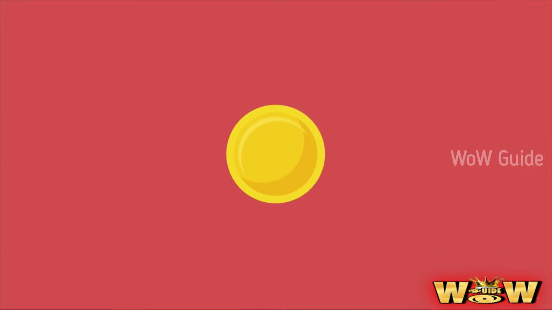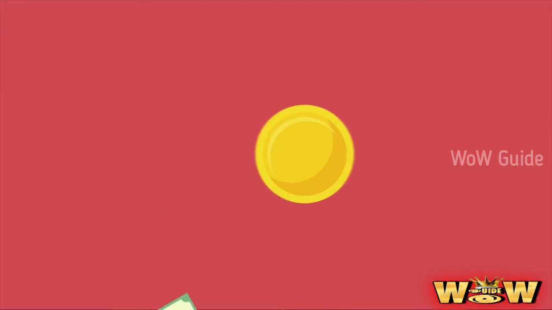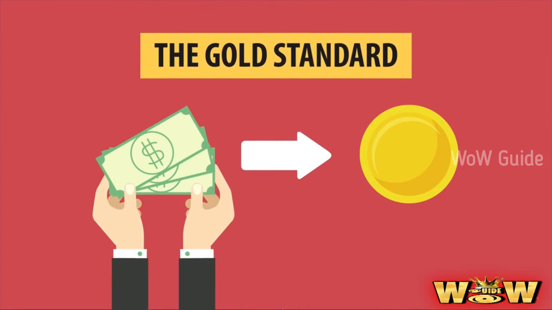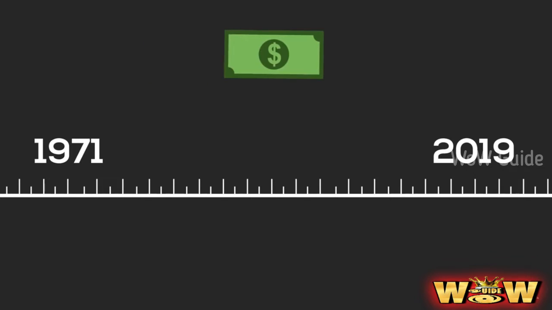You know that in the past, gold was used as money for a long time. And even when they used paper money, they backed it with gold. This procedure is known as the gold standard. In fact, the gold-based economy ended in 1971, less than 50 years ago.